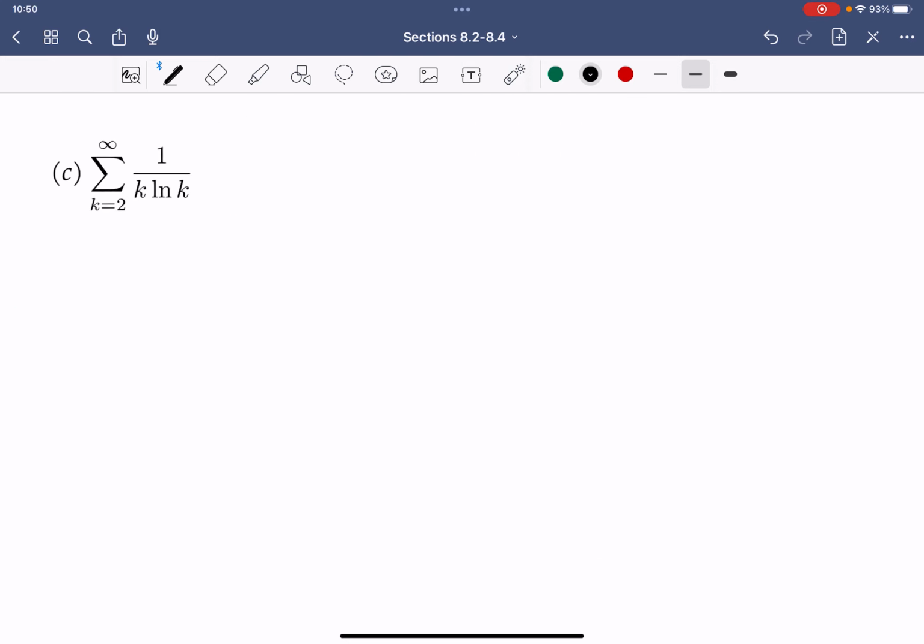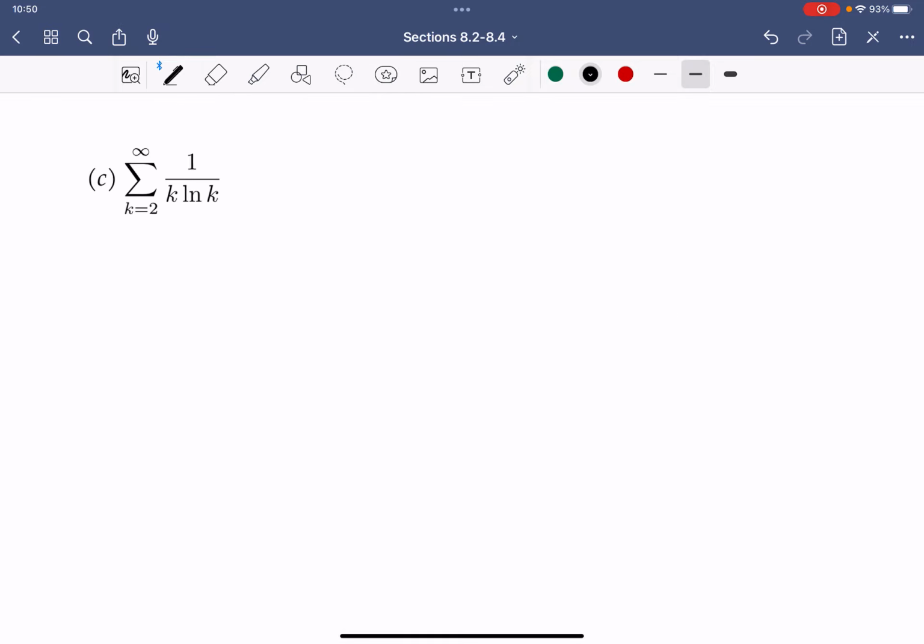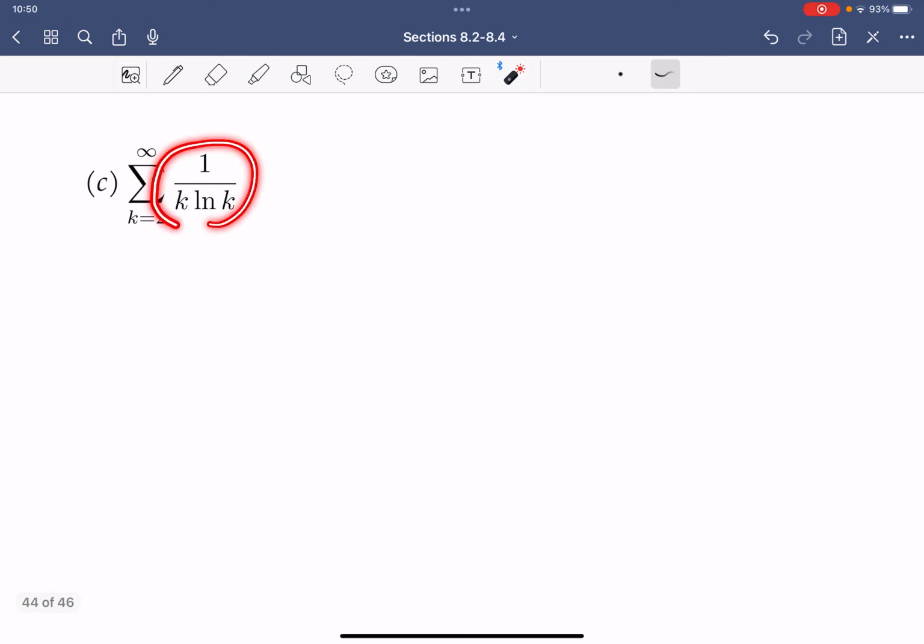So the next question is the summation of k log k, k equals 2 to infinity. I think this is the last one for the integral test. So let's try to do the integral test one more time. You can see that this is not a geometric series and not a telescoping series. But you can integrate it if you pick the u substitution to be log x. It's going to cancel out with this, and then you can integrate it.